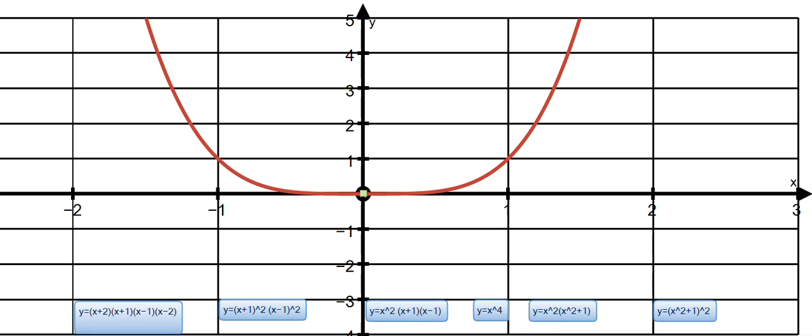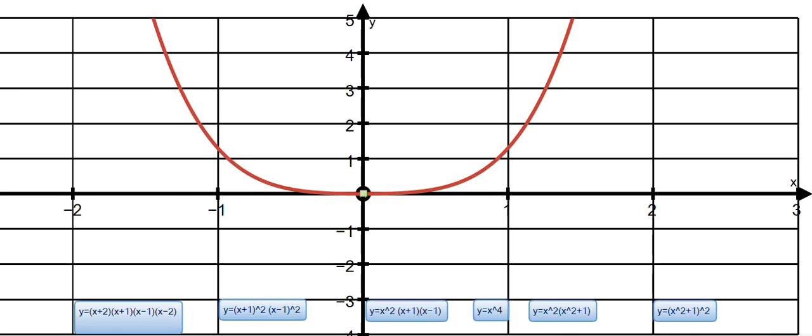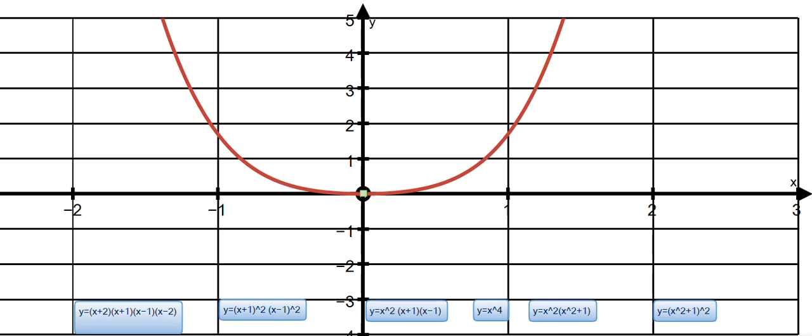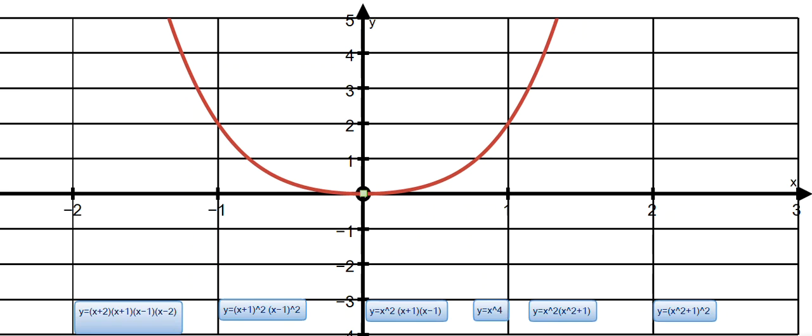Now I'm going to add in an x squared term like this. X squared times (x squared plus 1) is really x to the 4 plus x squared. Like that.